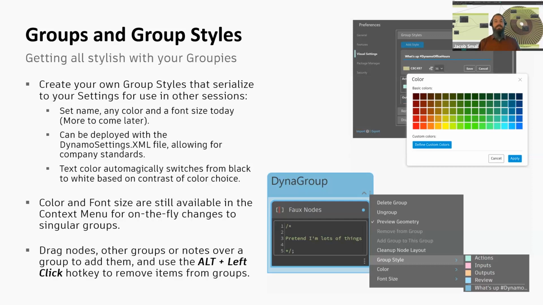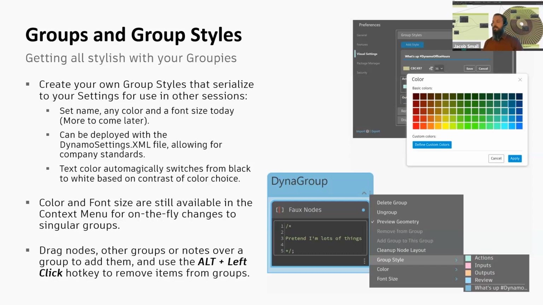So the latest round of updates also allows creating fully customizable styles in terms of color, font size, and more. This can then be deployed to the entire organization using the Dynamo settings XML file, which we'll talk about a little bit more in a few slides, allowing for your company standards to already be there for all the different users. Once the settings are in place, it's really easy to apply a style.